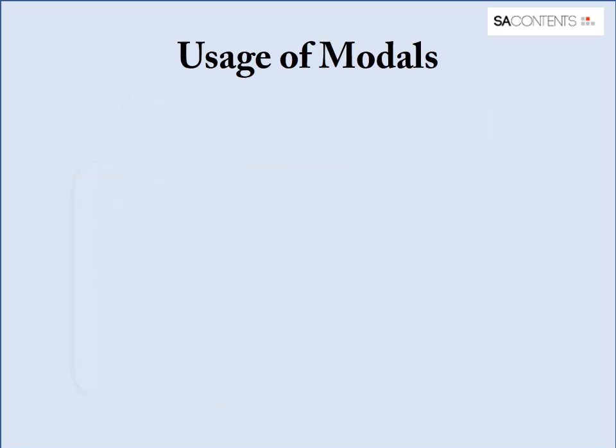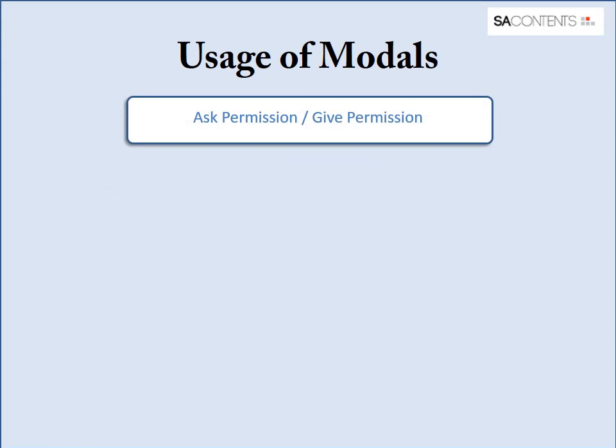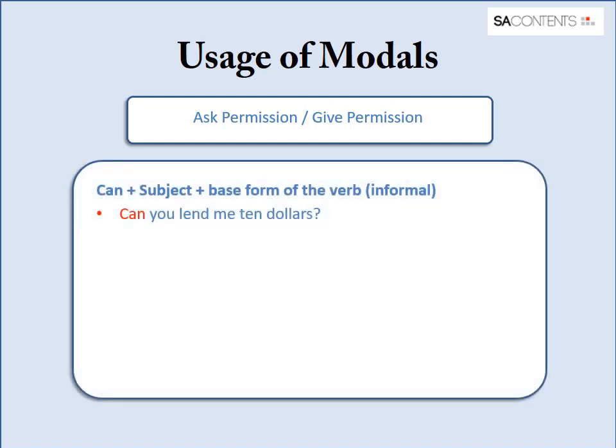Now let's look for those modals which we use for asking for permission or to give permission. Can plus subject plus base form of the verb. This is a structure we use for informal sentences. Can you lend me $10?